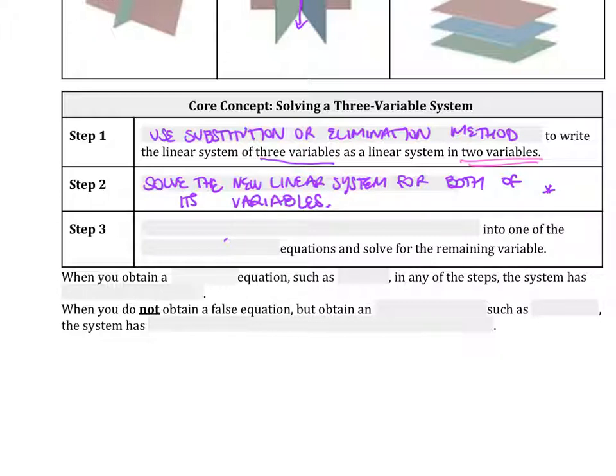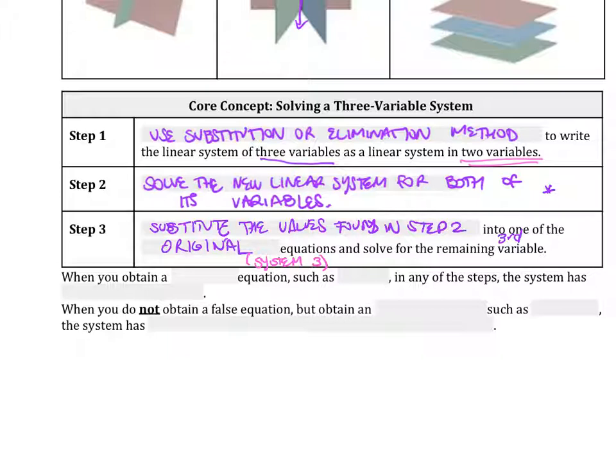The last thing to do is once you find those 2 variables, then you substitute the values found in step 2 into one of the original equations at the top. Okay, and then you solve for the remaining 3rd variable. So you plug it into the original once you found 2 variables. I'm just going to say system of 3, just to remind you, go back to the original equation with 3 variables.